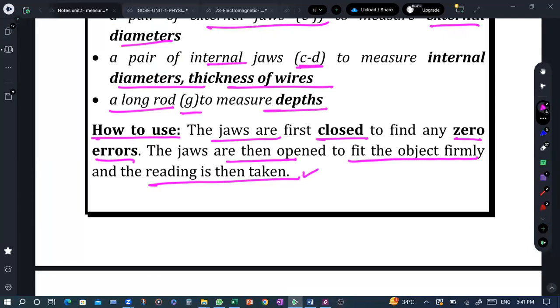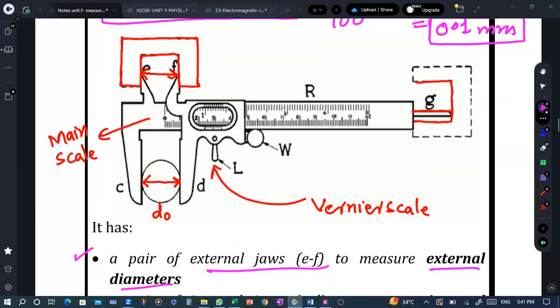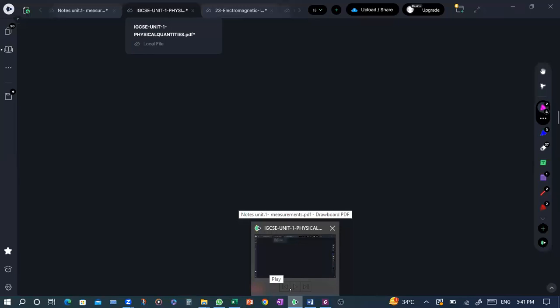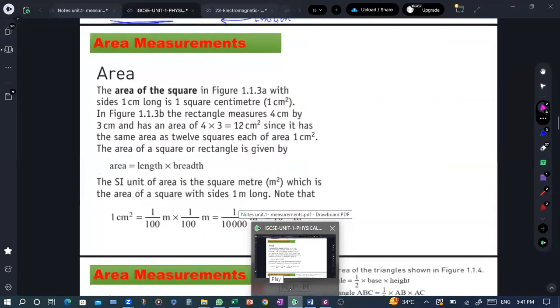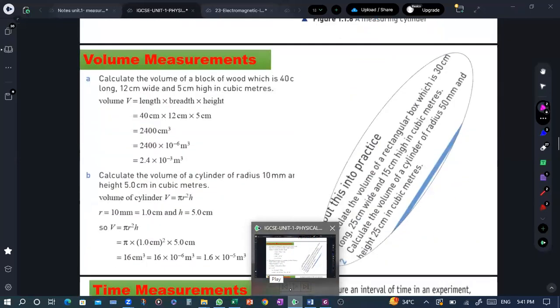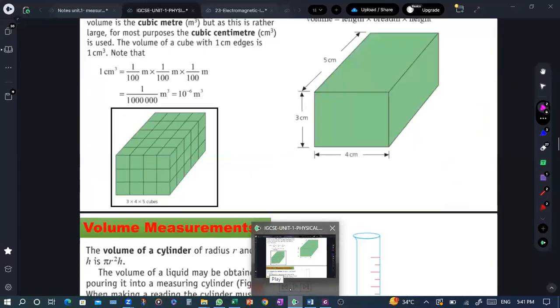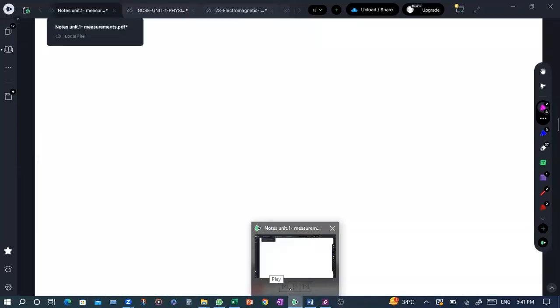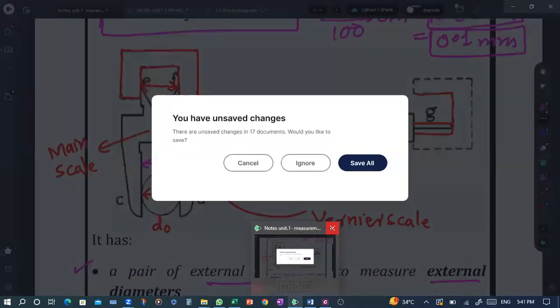First we close these two jaws without placing any object. This jaw is shifted over here. Maybe it is in your book slides. I'm not 100% sure that he has shown this. He has not mentioned this instrument over there, but maybe in the book in detail there would be. So I have figured it out from different diagrams.